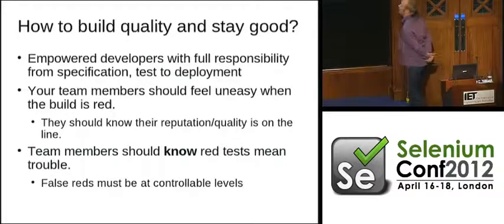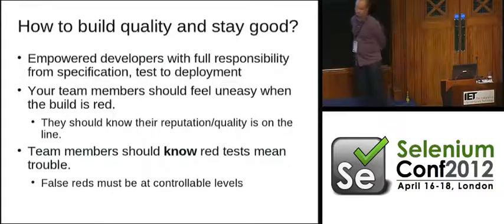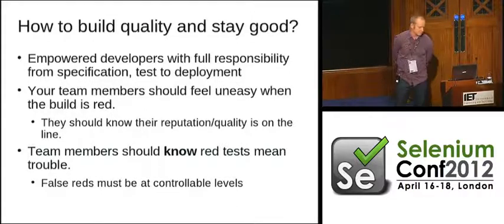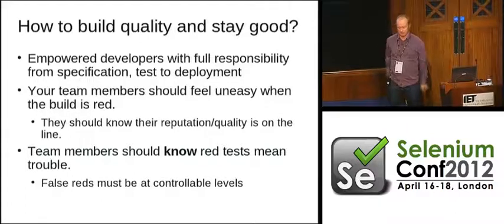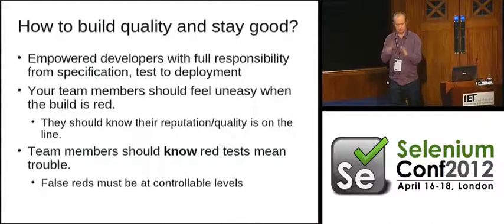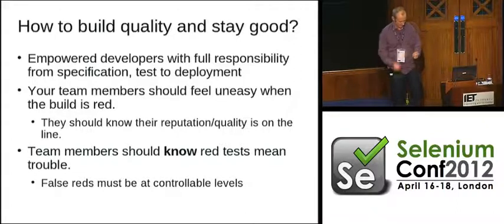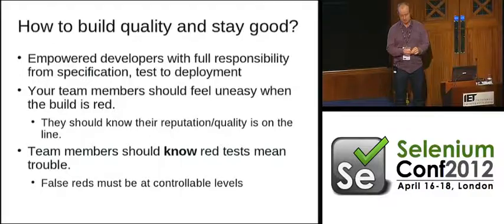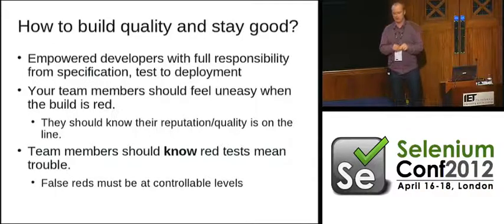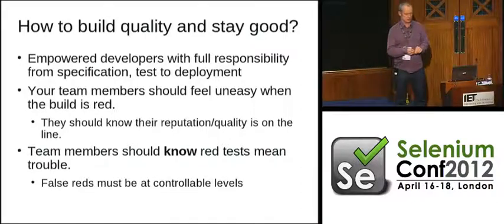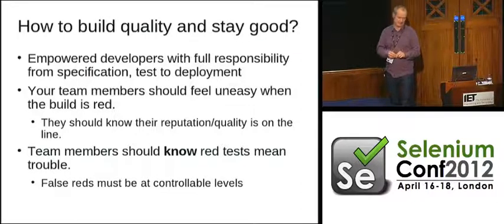Okay, I am a developer. I see this from a developer perspective. And I work in projects, typical agile projects, with empowered developers that take responsibility from defining what's supposed to be done, testing it, and delivering it. And from my perspective, your team should feel really uneasy when the build is red. They should be unwilling to go to lunch, unwilling to do anything but fix the build.